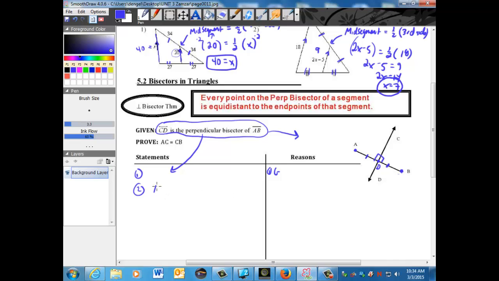We can then say that segment AD is congruent and equal to segment BD. And why, you might ask? Well, that's going to be the definition of perpendicular bisector.